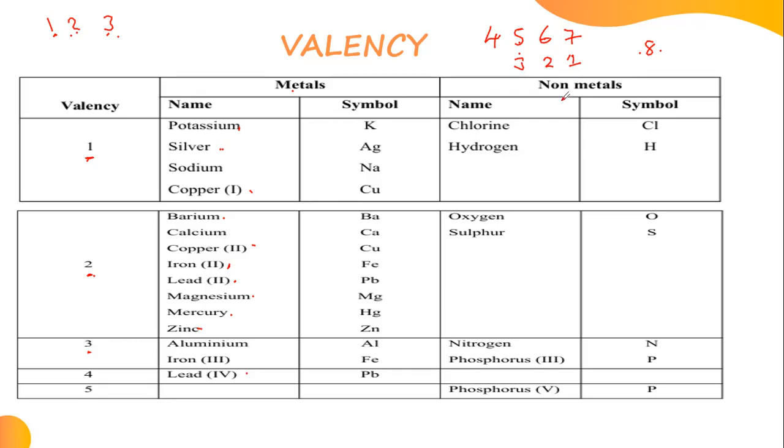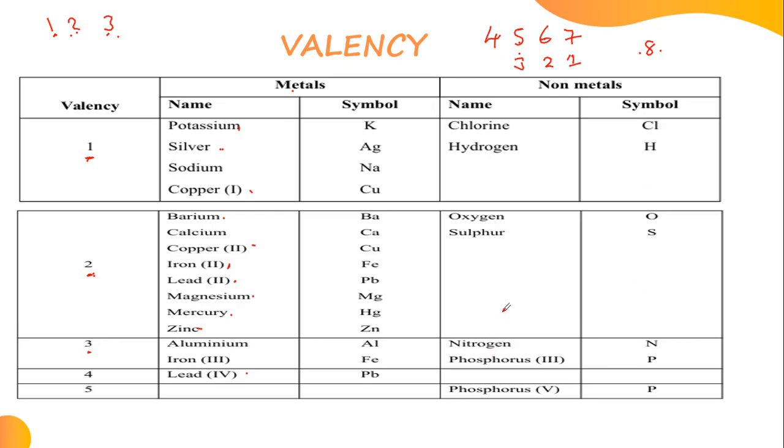So now, chlorine is in group 7. Therefore, the valence is also 1. Hydrogen, the valence is 1. Oxygen is in group 6. Therefore, the valence is what? 2. Sulfur is also in group 6. Therefore, the valence is what? 2. And those are the symbols.